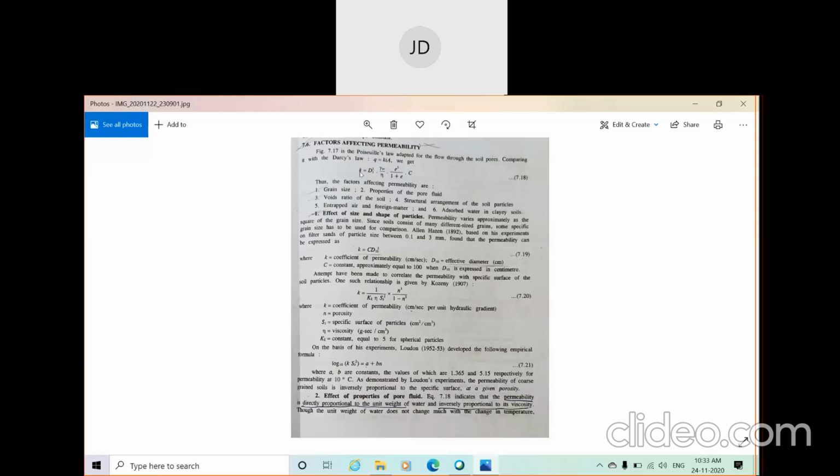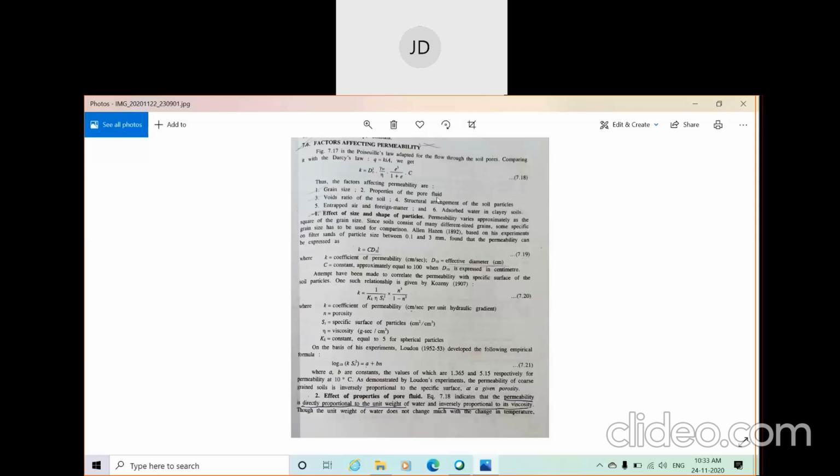Fine. So if you concentrate on this formula, you can see this value of K depends on the diameter of the soil particle. So we can say K, that is the coefficient of permeability, depends on the diameter or size of the particle. So from this you can find out the first factor, that is grain size.